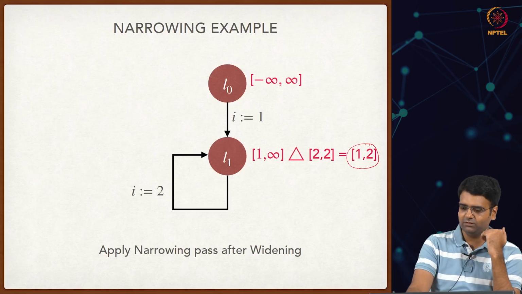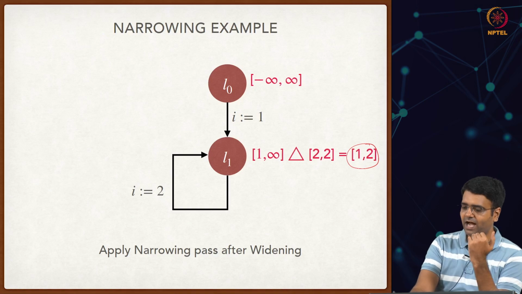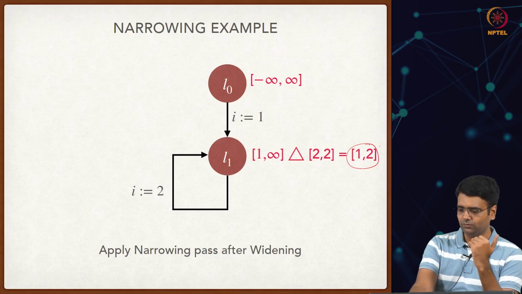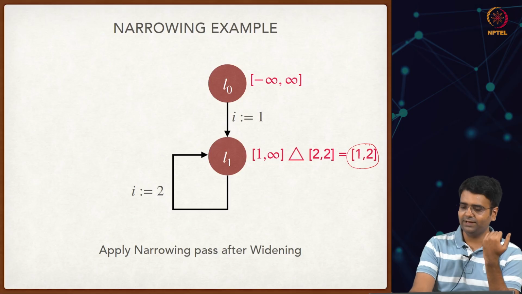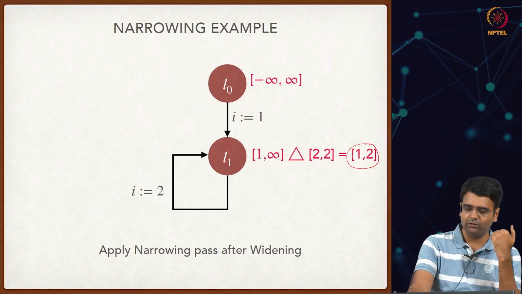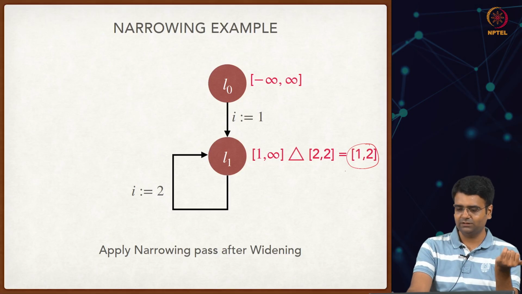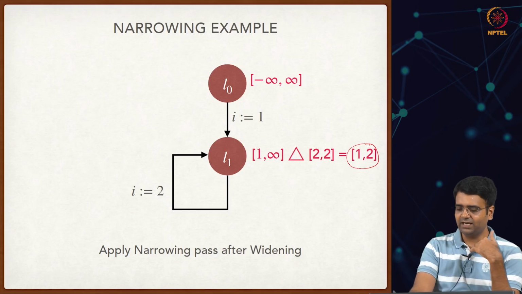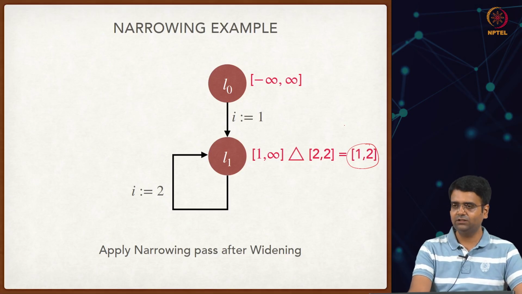We wanted to surmise that the variable I can only take values 1 and 2 at the location L1. And in fact, we have been able to achieve that by using a narrowing pass after the widening pass. In this way you can get around the imprecision that is introduced by the widening operator by appropriately defining a narrowing operator.